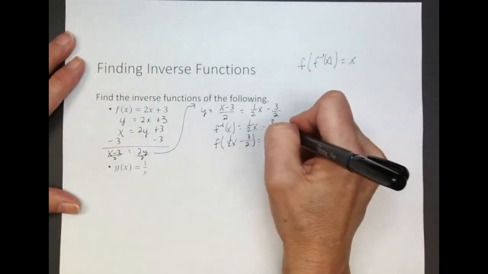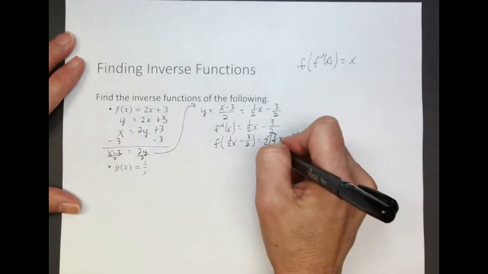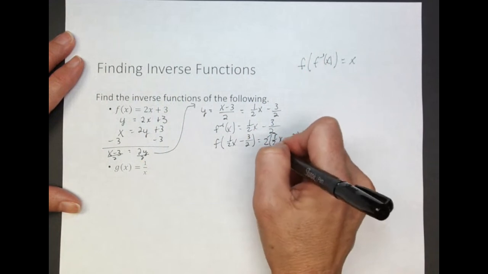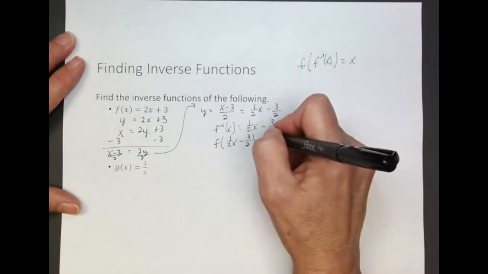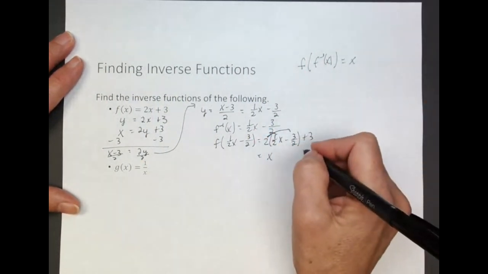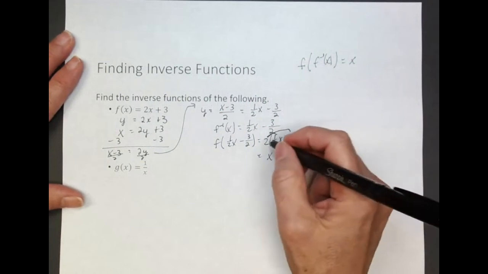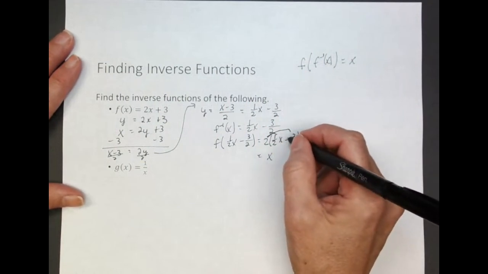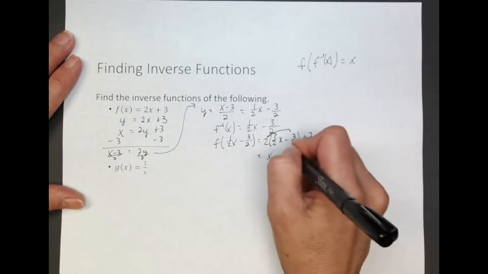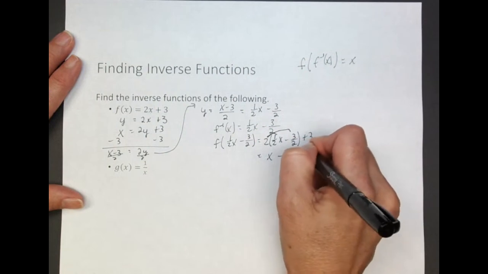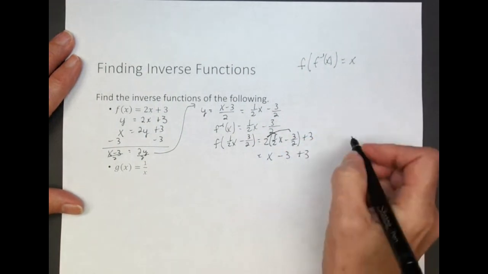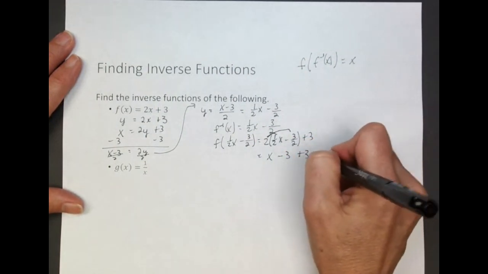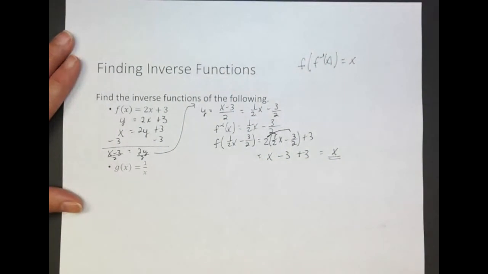If I distribute the 2, I get 2 times 1/2, or 1 times x, so that's just x. And 2 times negative 3/2, that's negative 2 times 3, or negative 6 divided by 2. That's just minus 3 plus 3. And look at that, the 3's add out. So it does in fact just equal x.